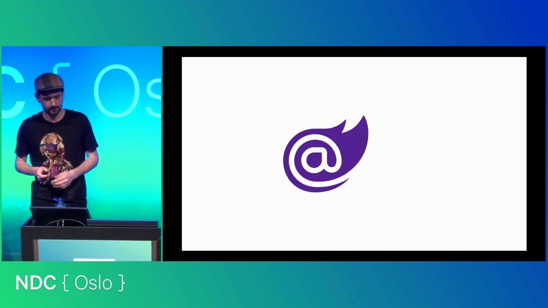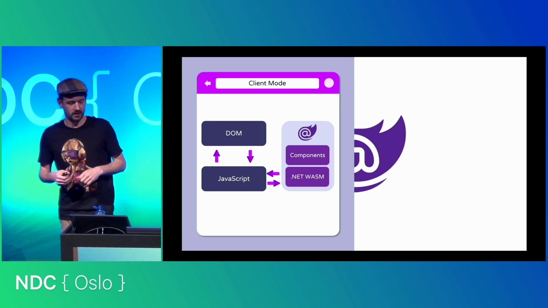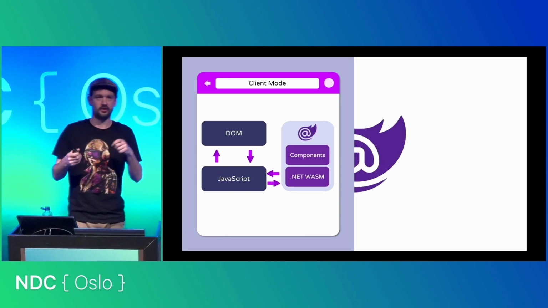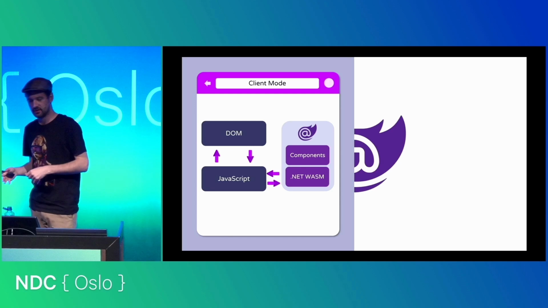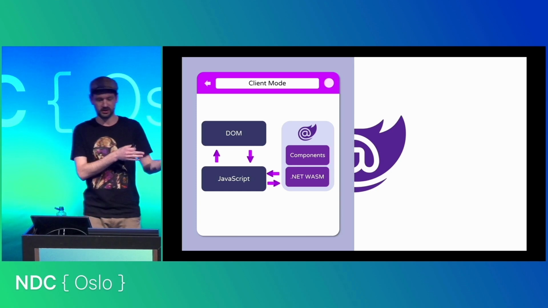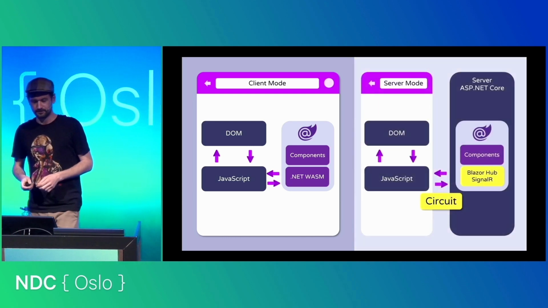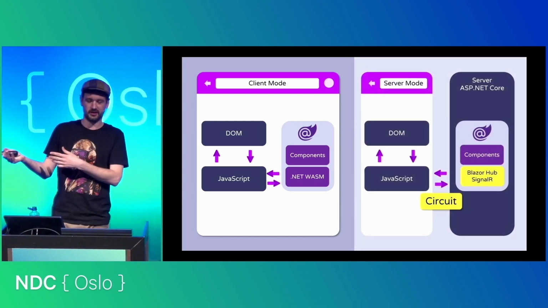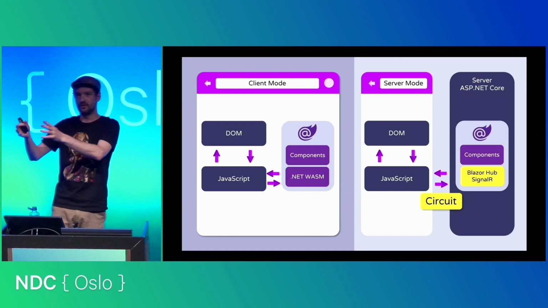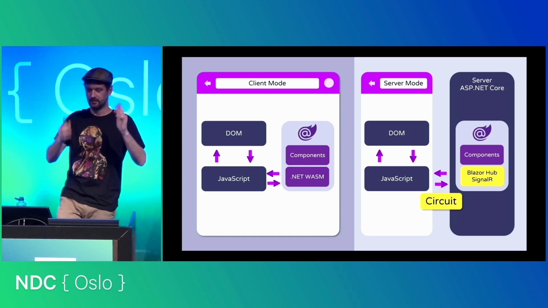With Blazor, we've got a couple of rendering modes. The first rendering mode is the client interactive mode. With that, all your components and your .NET code are compiled to WebAssembly, running in the browser, and then it syncs with JavaScript to the DOM, which is basically the HTML, the stuff you see. On the other side, we've got the server interactive mode, where everything runs on the server, all your components, and you've got a SignalR hub connected to the browser, which makes sure everything renders.